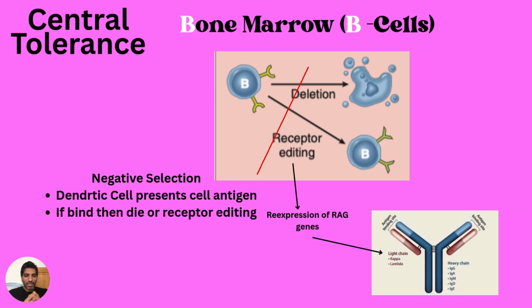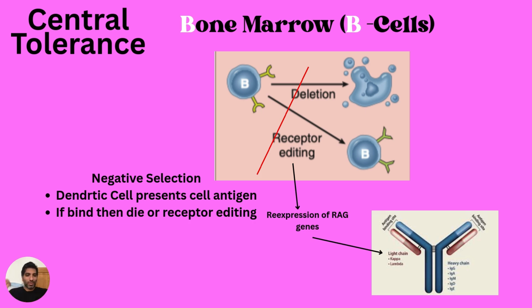So the dendritic cells present self antigen, meaning basically parts of ourself, to these B cells. If they bind, they die. Or they get receptor editing. Okay, so receptor editing happens through the re-expression of the RAG genes. A rag is like a cloth. I don't know if you guys have heard of rags, but basically they're just like a small little washcloth that you use to clean something, right? So that's how I remember it.